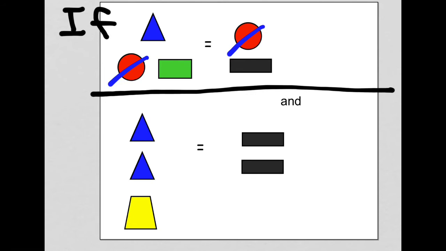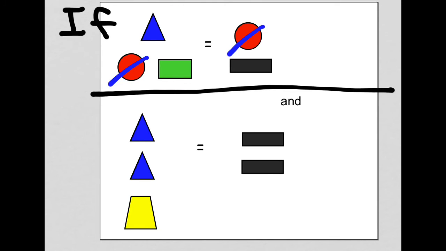Now let's look at the second part. The second part, there's nothing the same on both sides of the equal sign, so we're sort of stumped. But we need to use the first part that we solved to help us with the second part. So look up here. One black rectangle is equal to blue triangle, green rectangle. And I notice there's some blue triangles over here. So this is what I'm going to do. I'm going to replace my black rectangles with what they equal. They equal the blue triangle and the green rectangle.